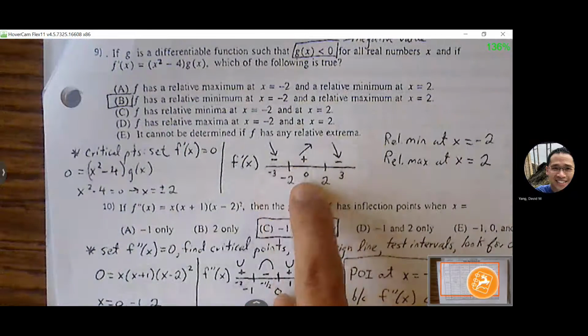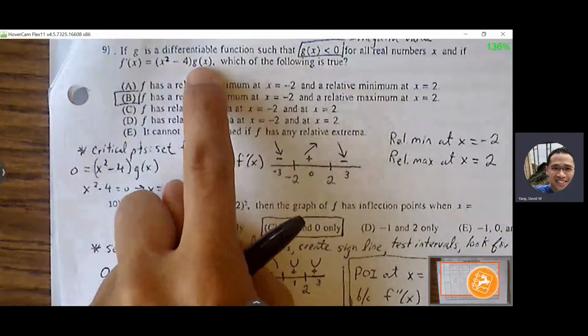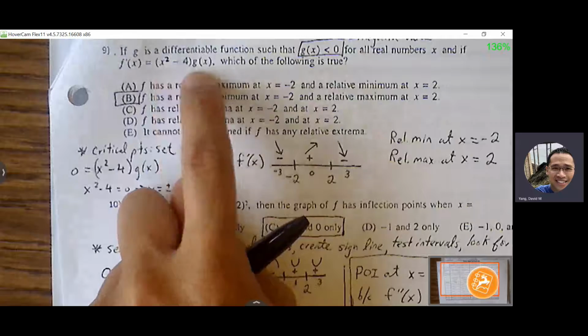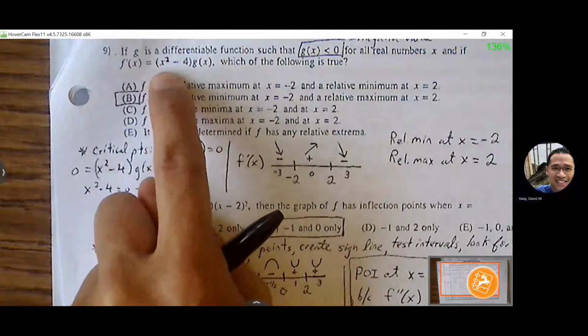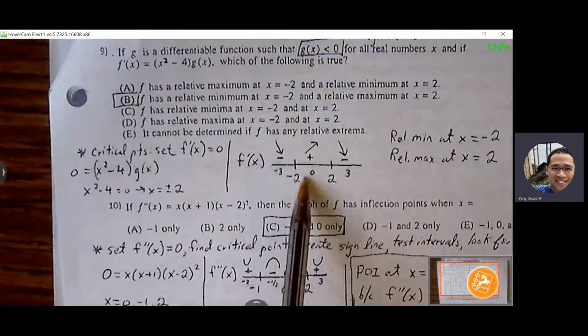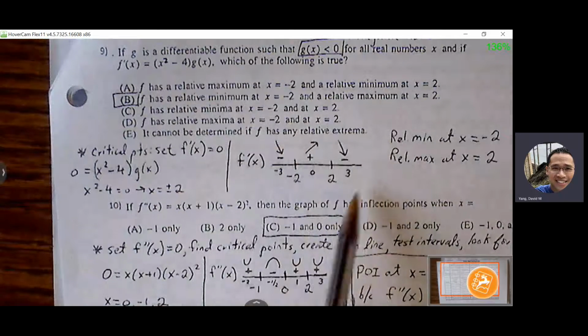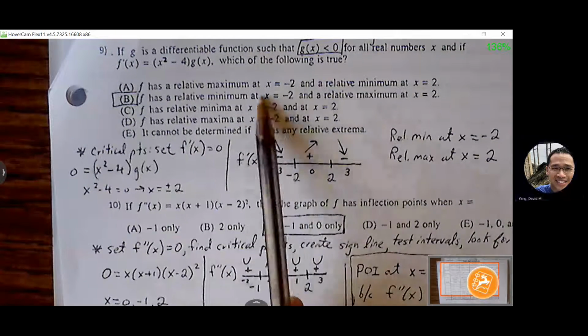Okay, I can insert 0. 0 minus 4 is negative. G of x is also negative. Negative times negative is positive. Insert 3 into x. Positive times negative is negative. So I know there must be a relative min at negative 2 because I know how my graph is going to rise and fall. A relative max at 2. B.